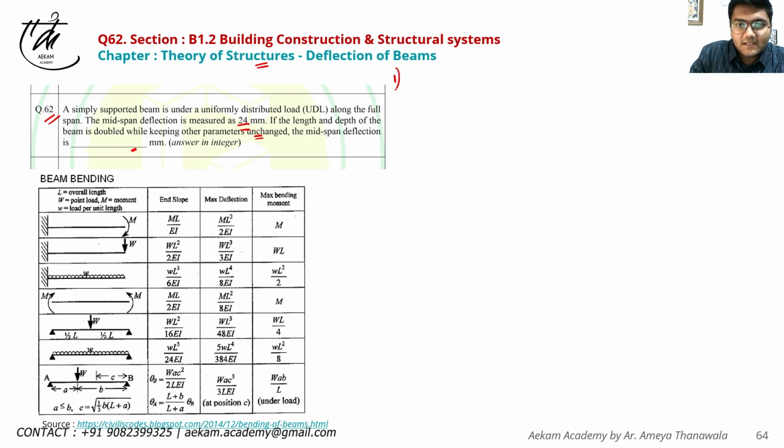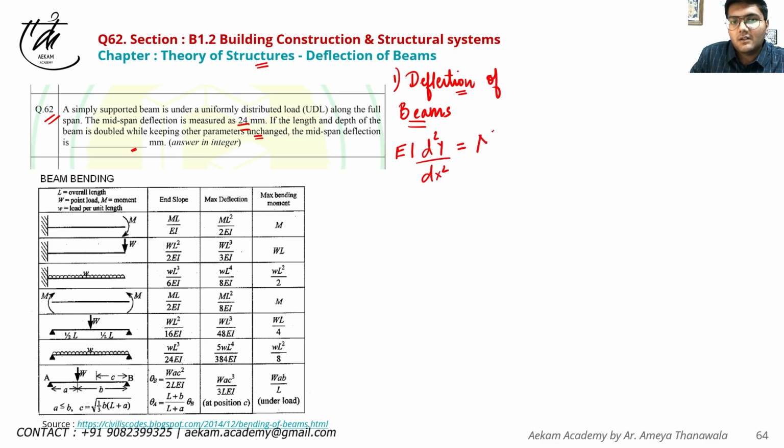The most important topic here is deflection of beams. Your deflection, your sagging or hogging, is related to your bending moment. There is a differential equation, just to go into the concept: EI, Young's modulus times the moment of inertia, d2y by dx square is equal to M. If you integrate it once, you'll get the slope. If you integrate it twice, you'll get the deflection. These are the inherent relations between bending moment, slope, and deflection.